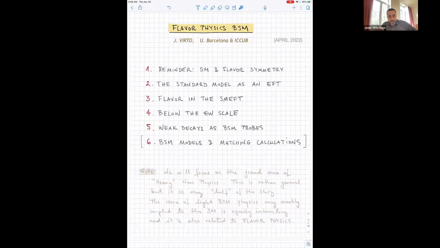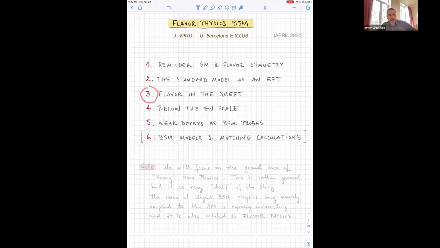Then I will try to convince you that the standard model is an effective field theory. This really has nothing to do with new physics or anything like this. In my opinion, it's a more fundamental concept. But of course, it's a very useful thing to have in mind when testing the standard model and looking for new particles. Then I will talk a little bit about flavor in the SMEFT, or the standard model EFT, which I will define properly here in case you don't know what this is.